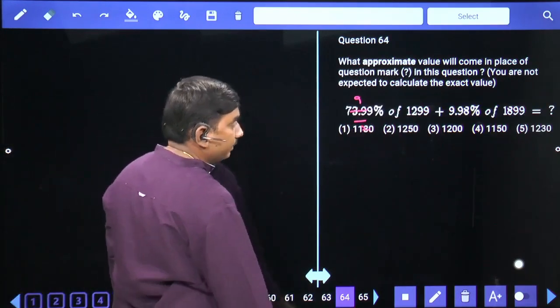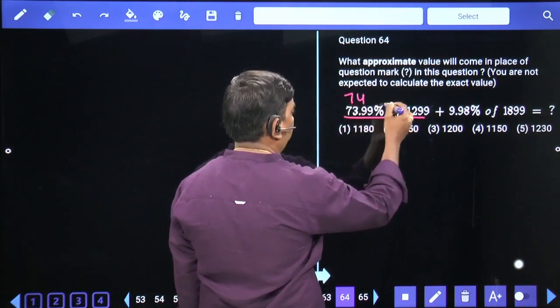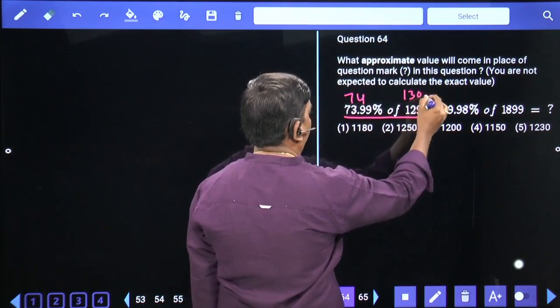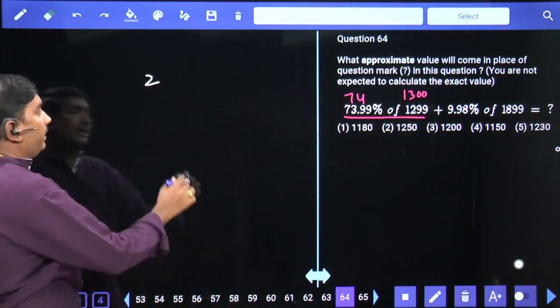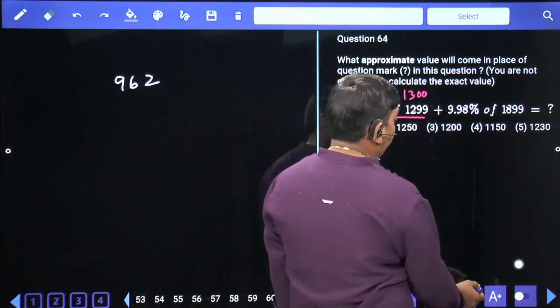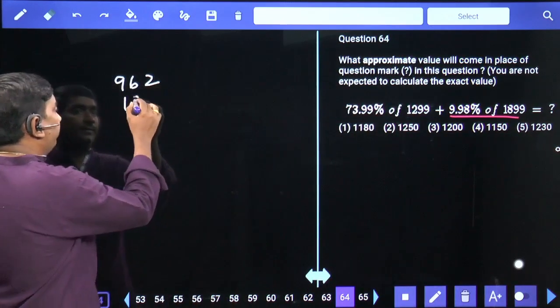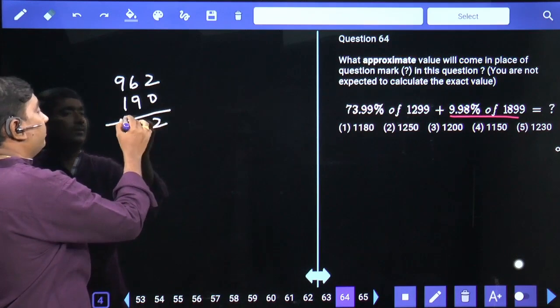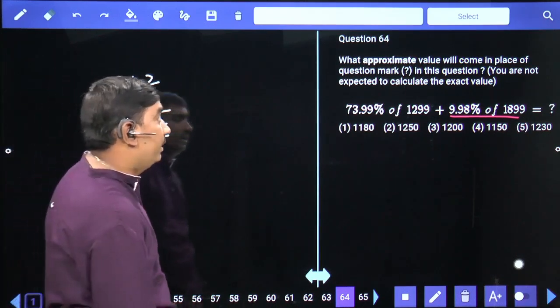Next, 80% of 30, 74% of 1300. 13 fours are 52, 13 sevens are 91 plus 5, 962. Plus 10% of 1900, 190. 1152, approximately 1150.